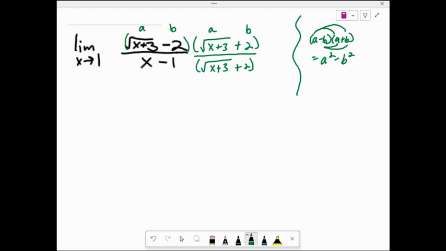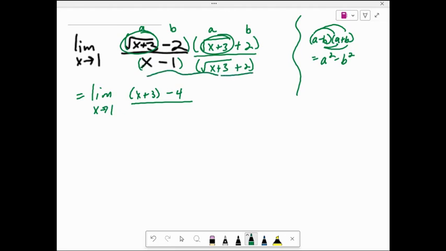So when I multiply this out, the square root of x plus 3 squared is just going to be x plus 3. And then we're going to take 2 times 2, which is 4. Now on the bottom, it might seem like we should take this x minus 1 and FOIL out everything here in the bottom.